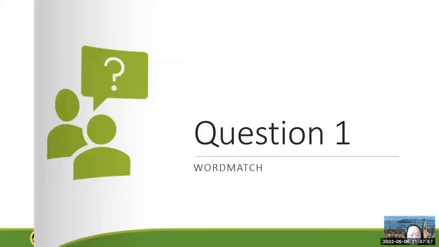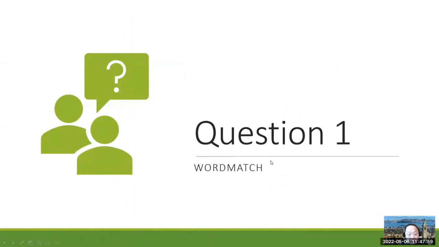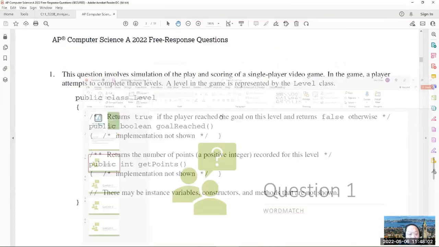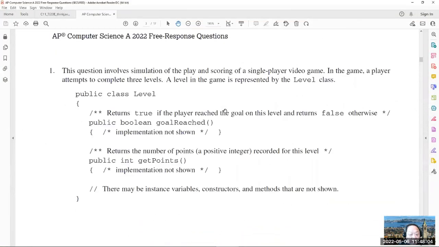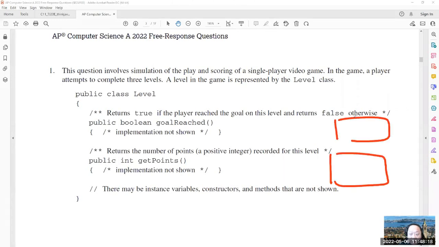So let's get started with question 1. Question 1 in AP Computer Science A free response is a level question. It's a single player video game. In a video game, you have level 1, level 2, level 3. You qualify at level 1, you move on to level 2, and then you move on to level 3. These games are usually like that. So there's a classical level.